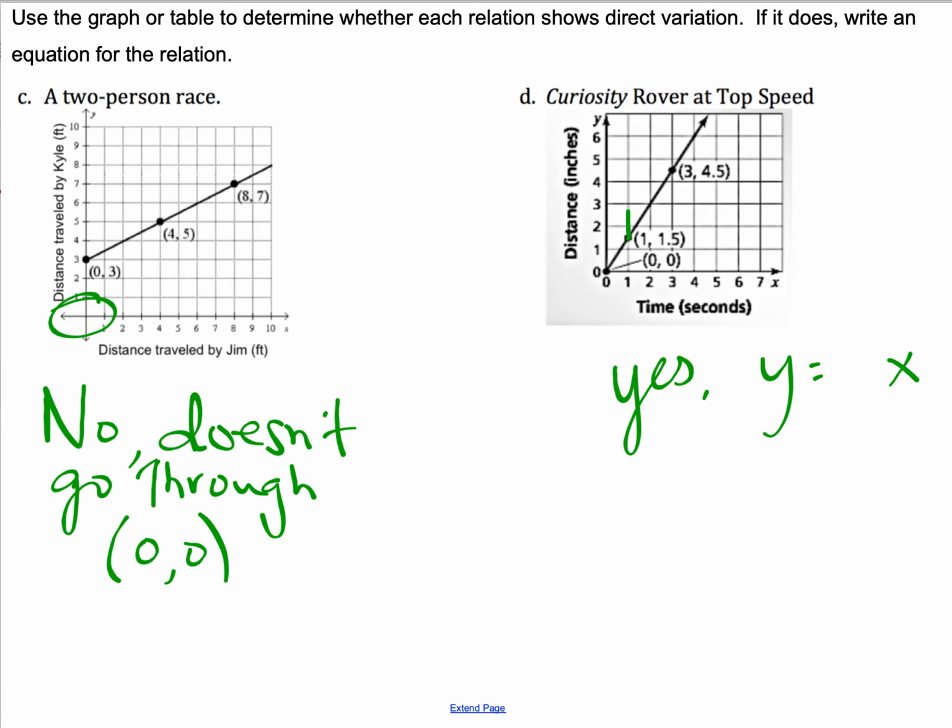Looks like the slope, if we go between these 2 points, from 1.5 up to 4.5 is going up 3, and from 1 to 3 is going over 2. So the slope is 3 over 2. Also acceptable to have 1.5. So y equals 3 halves x or y equals 1.5x.